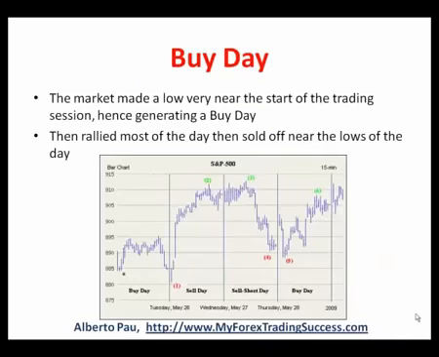Okay, so we see here that in the buy day, which is the day to the leftmost, the market made a low very, very early in the trading session. So the market opened extremely low, and opened lower than the close. So effectively, this is generating a buy day signal. Then the market rallied and ended up closing very close to the low of the buy day. But this is not too relevant for us. What happens next?